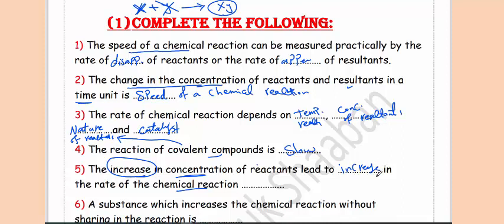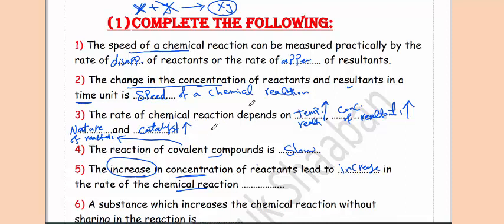I want to say something here. For these 4 factors, by the way, increasing the temperature led to increase the chemical reaction rate. Increasing the concentration led to increase the chemical reaction rate. The catalyst increase the rate of reaction. All of them increase the rate of reaction.